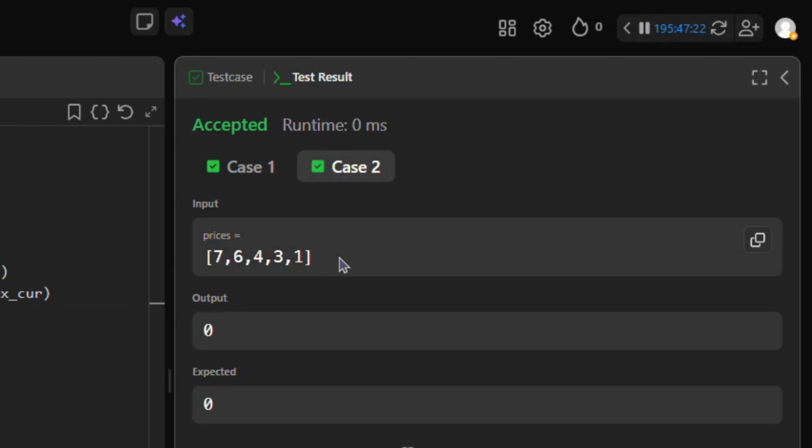Walking through the logic. Start at 7. This is our initial minimum. Move to 6, lower, so update the minimum. Then 4, even lower, update again. Then 3, update. Then 1, update once more. At no point do we encounter a price higher than our current minimum, meaning the algorithm never finds a profitable sell opportunity. So the maximum profit stays 0. The output 0 matches the expected 0, confirming the algorithm correctly handles cases where no profit is possible.